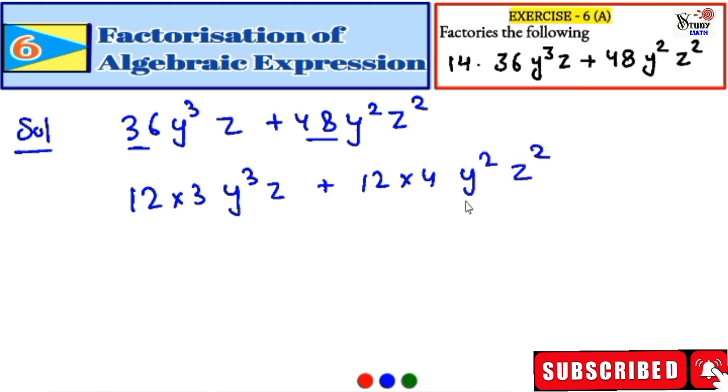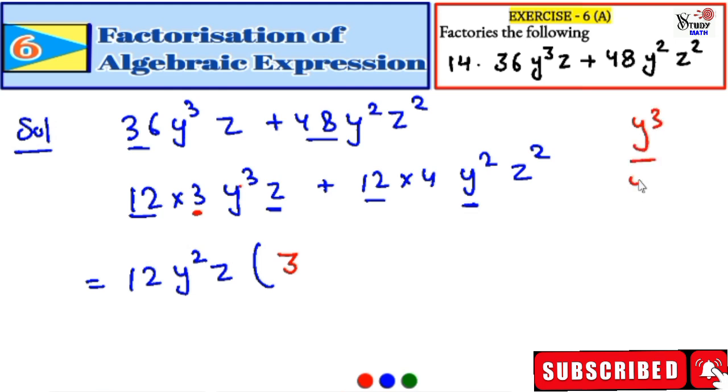So here y to the power is smaller and here z to the power is smaller, and this 12 and this 12 is common. Take it out. So y square and z is common. So what is remaining here? So dear student, this 3 we will not take common, so 3 remains here. And from this y cube, y square is taken out. So what do we have now? 3 minus 2, so we have y only, and this z is taken out as common.